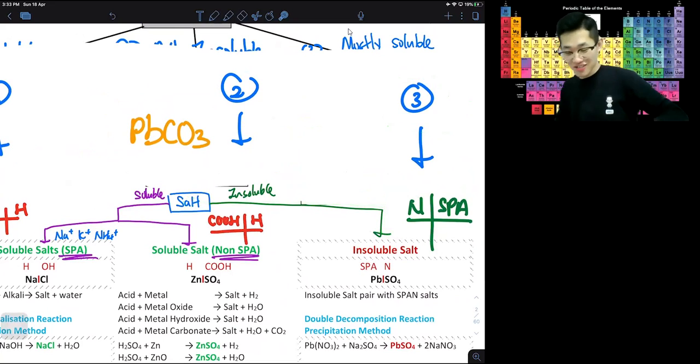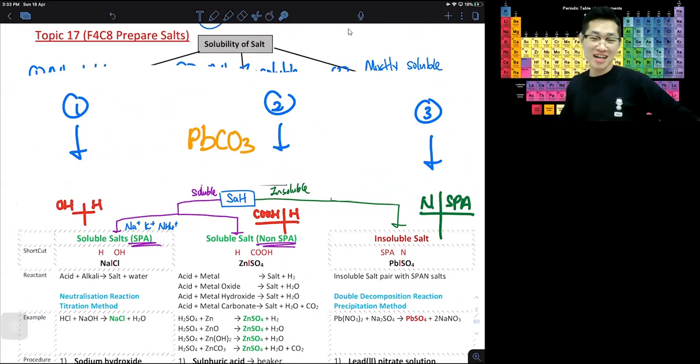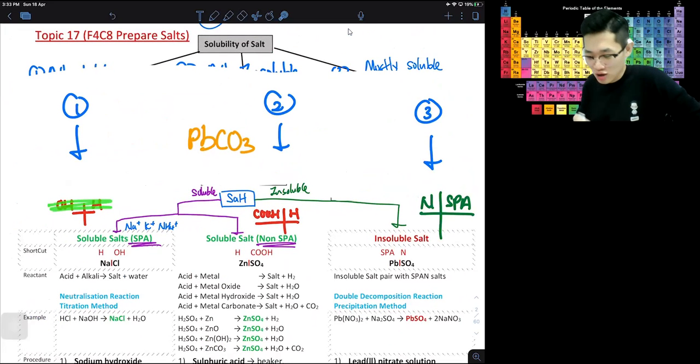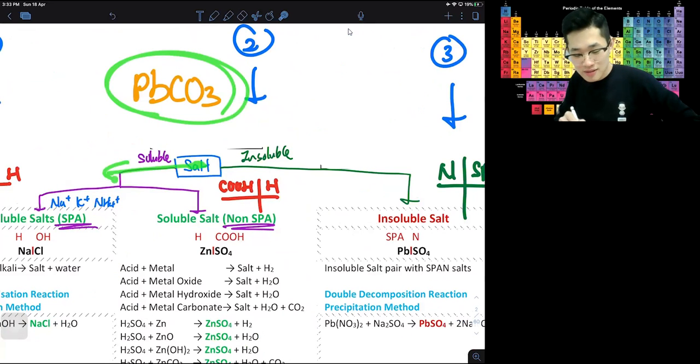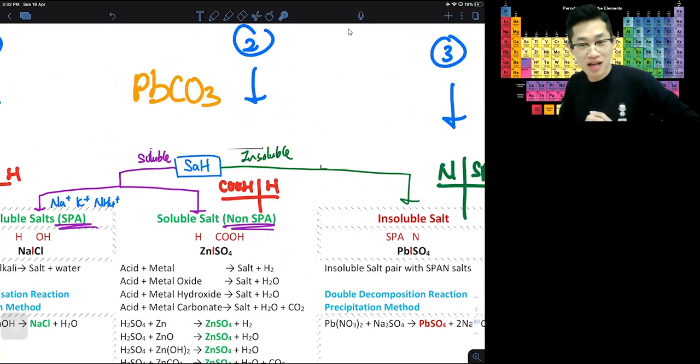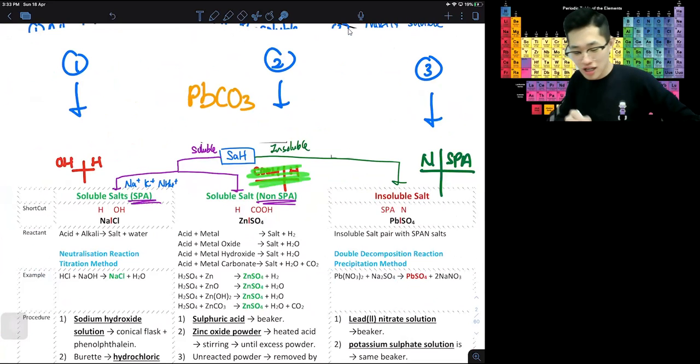How come so many of you give me 1? I'm not asking you to look at the OH and H. No, I'm asking you whether the salt is soluble or not. If it's soluble, you go left. Insoluble, you go right. Like that. You don't look at the cross.